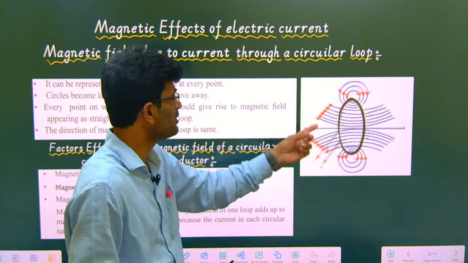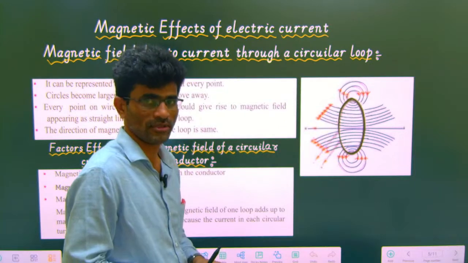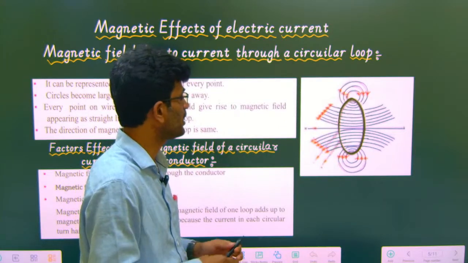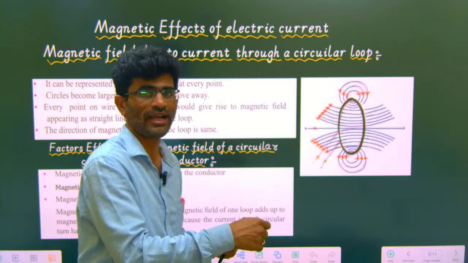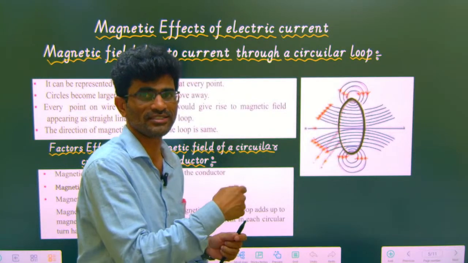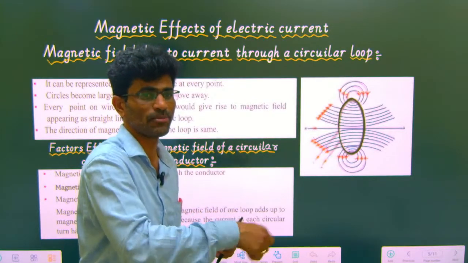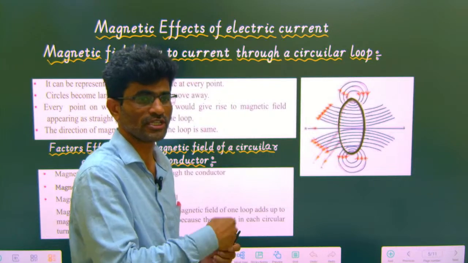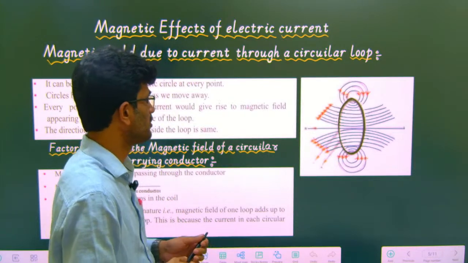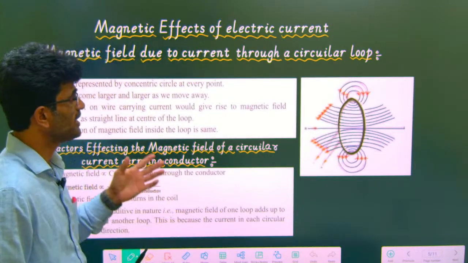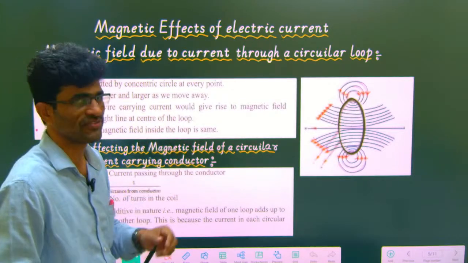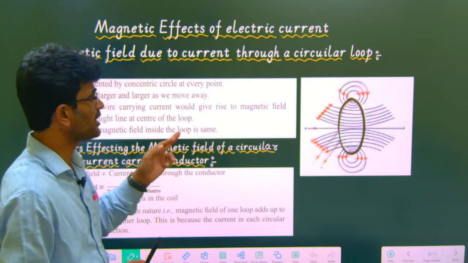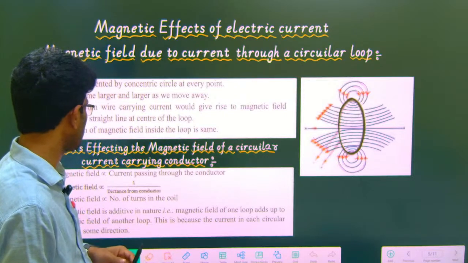If there is one circular loop, there will be one kind of magnetic field strength, but when you are increasing turns, what happens? Each turn adds magnetic field strength. So when you are adding number of turns, magnetic field is also going to be added, and it becomes stronger. So it is directly proportional to current, inversely proportional to distance from the conductor, and also directly proportional to the number of turns in the coil.